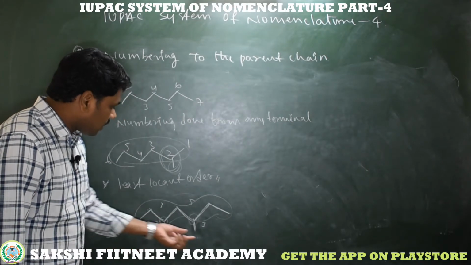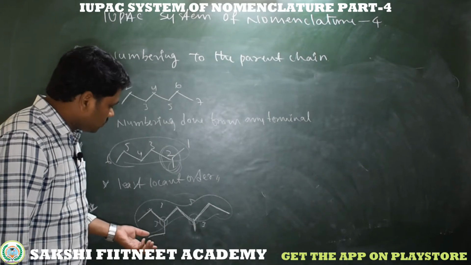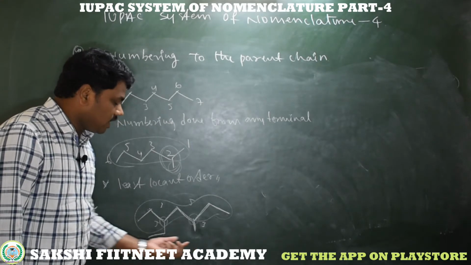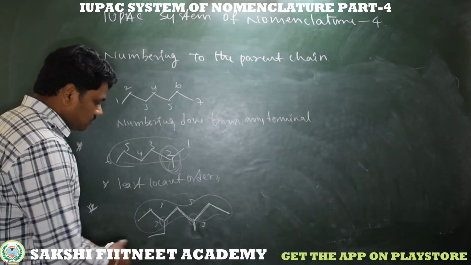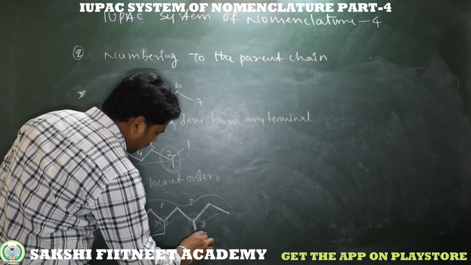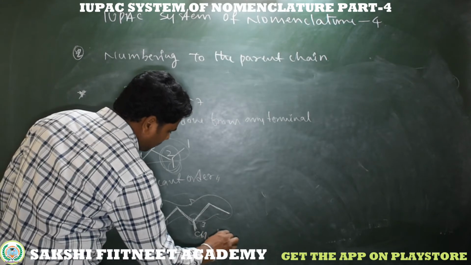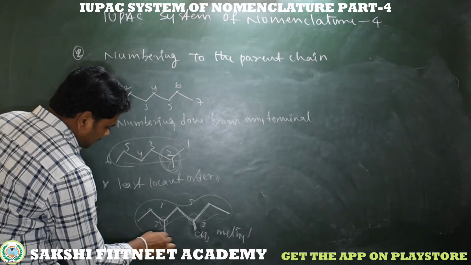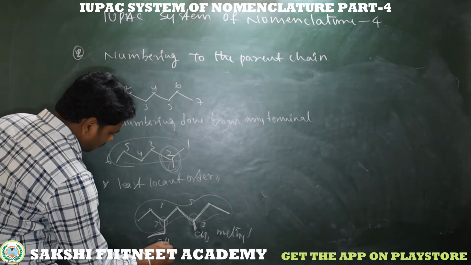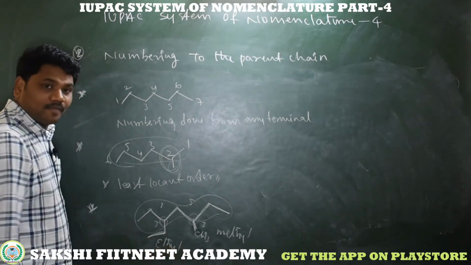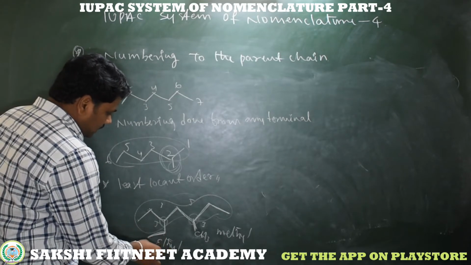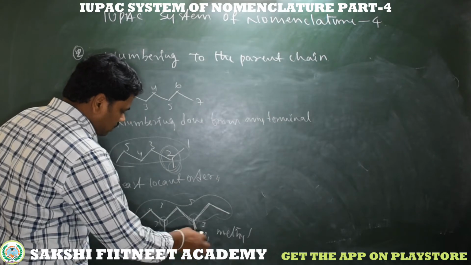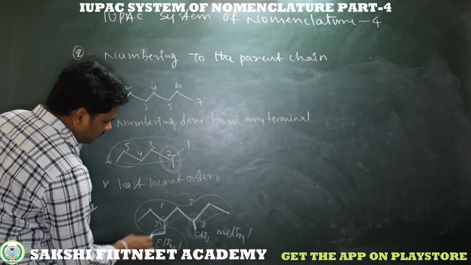But here the groups are different. So we need to follow the alphabetical order of these substituent names. Simply here we have a CH3 substituent, that becomes methyl. And what about here? Here we have a CH2CH3. This is actually ethyl. So this is the ethyl group, this is the methyl group. So which is the first alphabet in these substituent names? E is the first alphabet.